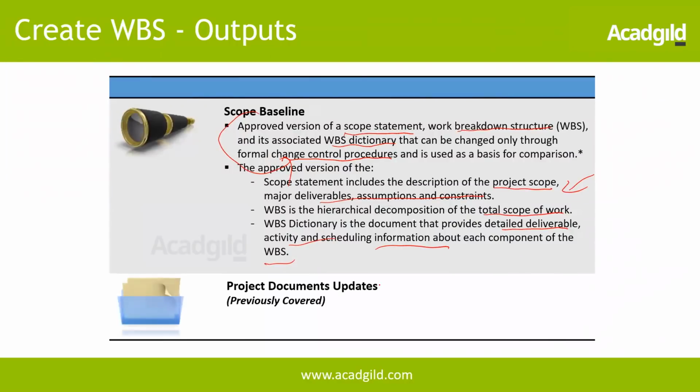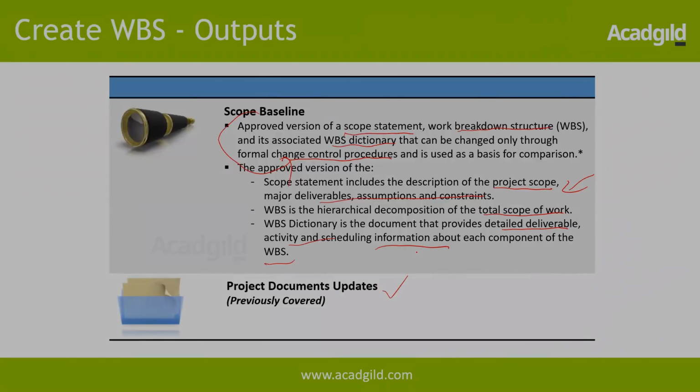So by providing a WBS dictionary, for example, if you are providing a work package to a resource, he will have all the details that are required regarding that work package. So he gets everything which is documented in the dictionary, which will help him understand what this work package is all about. And then the project document updates, other project documents that we update as part of your create WBS output.